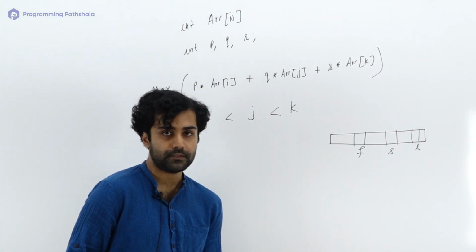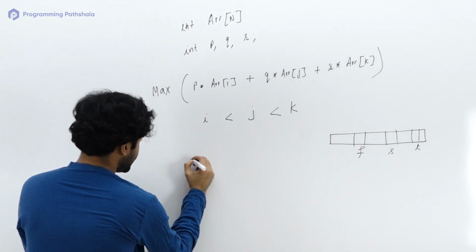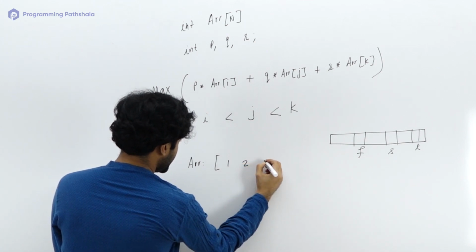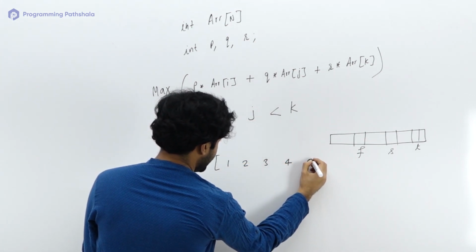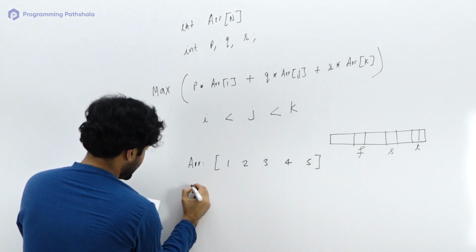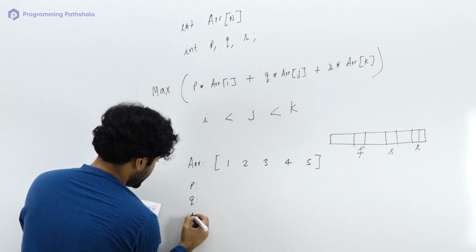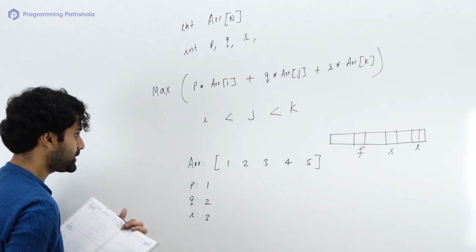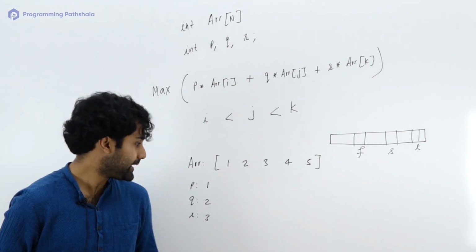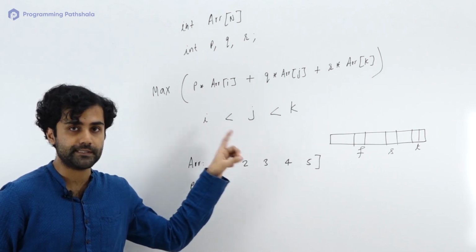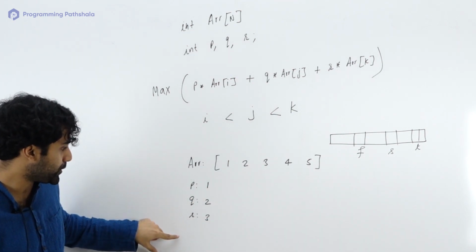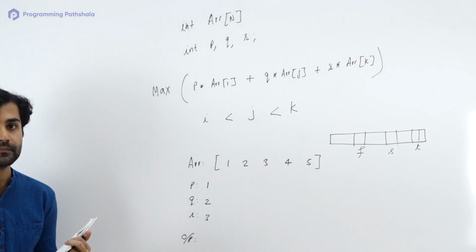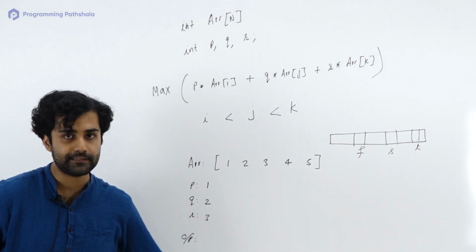Okay, so let's take a very simple example. Let's say my array contains these elements 1, 2, 3, 4 and 5, and let's say the values of p, q and r are 1, 2 and 3. Feel free to pause the video and again just come up with the output for this input. So let's say this is your array and these are your p, q, r. What do you feel would your output be? Okay, so just take a pause and think.